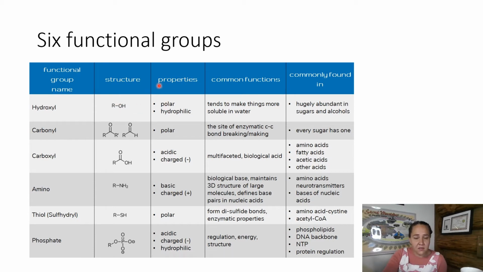We have another column in this table talking about the properties. So this says it's polar, but it also talks about how it's hydrophilic. So it's water loving, if you remember that from the first class. And then we have structures for the carbonyl, the carboxyl, the amino, the phosphate. But in addition to these, it's showing another functional group, which is the thiol.